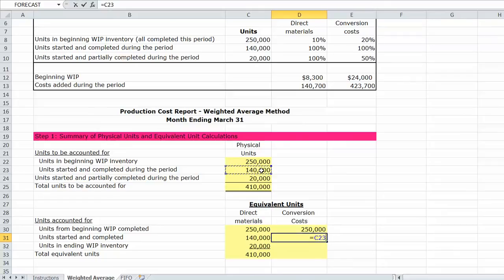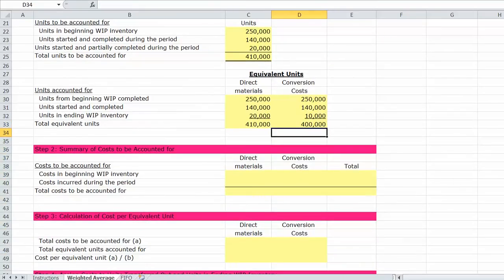from beginning, plus an additional 140 that we started and completed. Ending work in process, though, 20,000 units, and they are 50% complete. So total equivalent units, 400,000. Step 2, calculate our cost per equivalent unit.